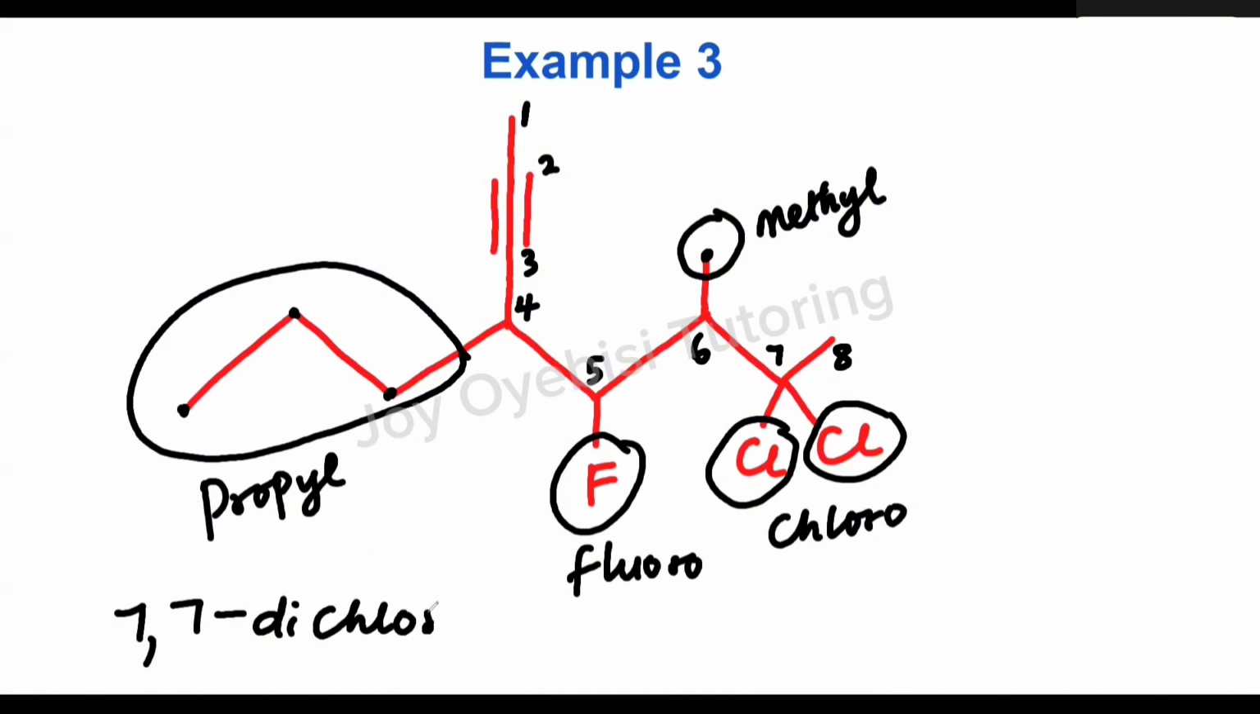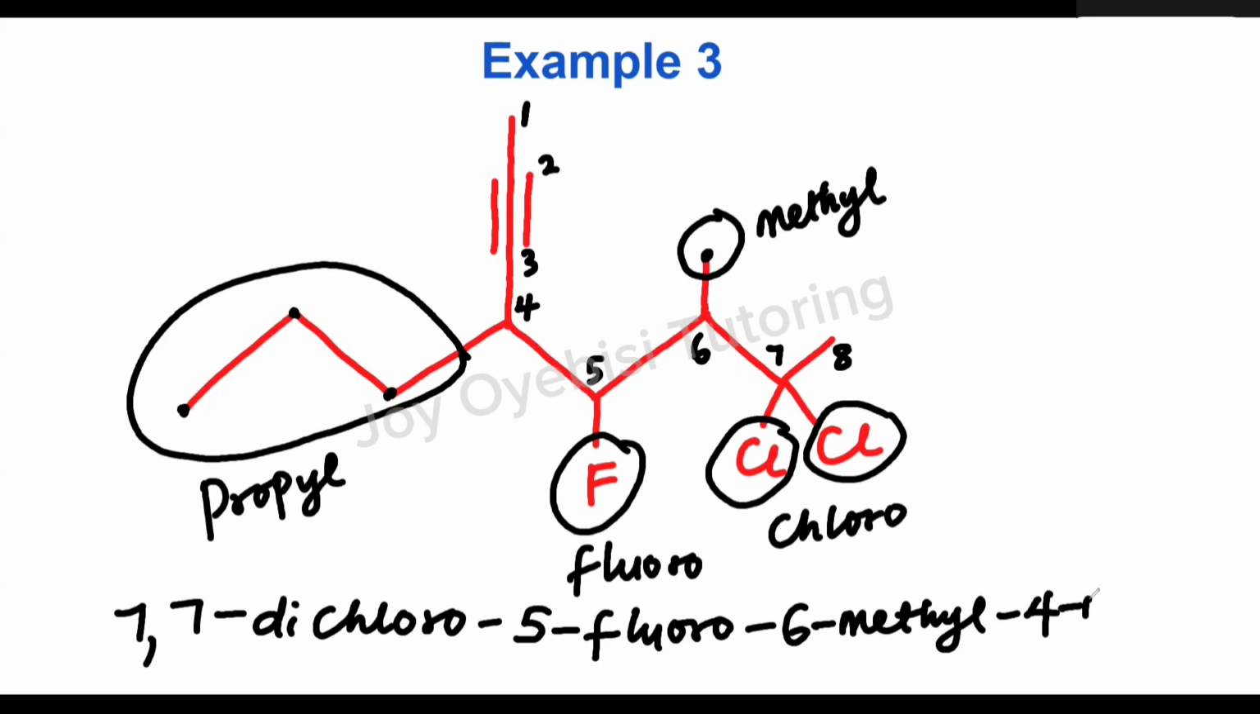dichloro, di for 2. And then the next alphabetically would be F. So that is 5-fluoro. Between M and P, which comes first alphabetically? That will be M. So that's 6-methyl. And then the next one is 4-propyl.